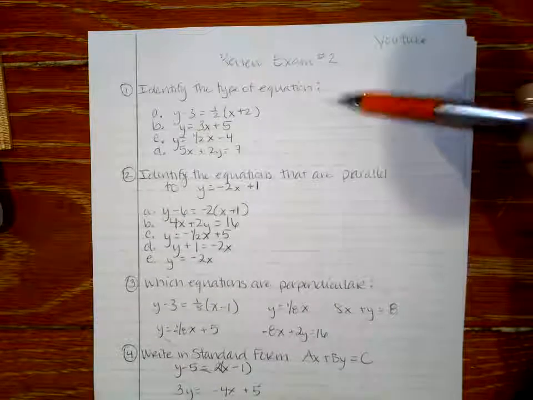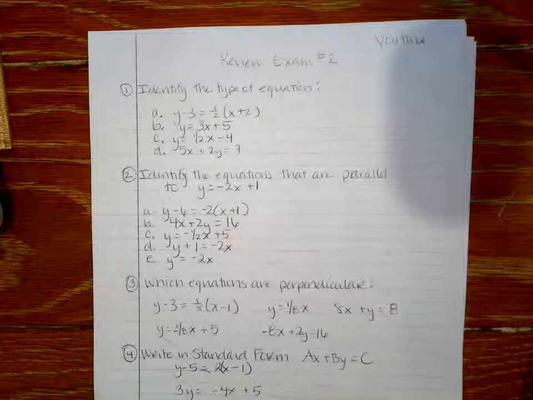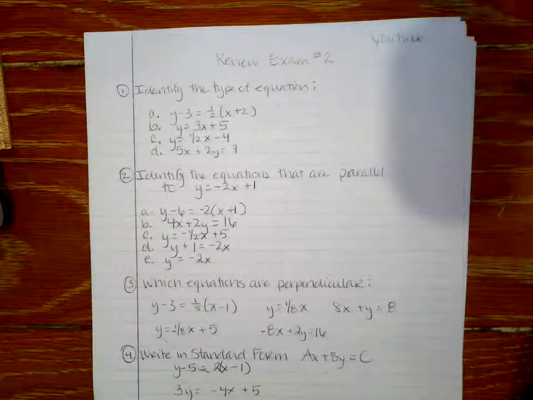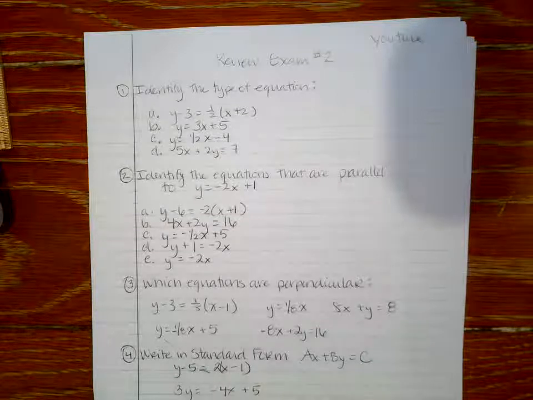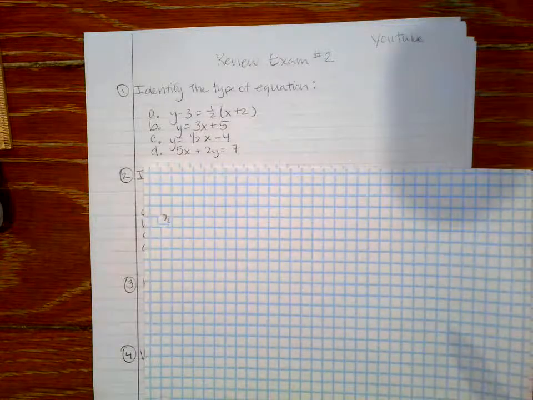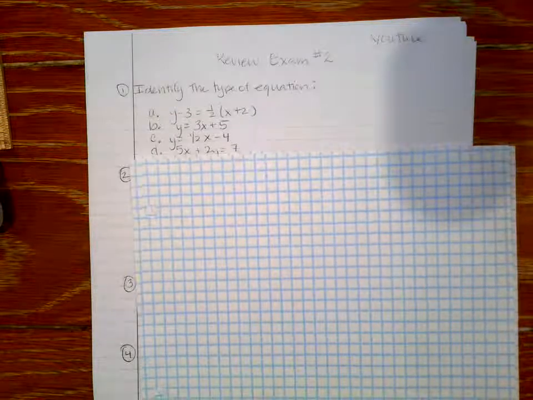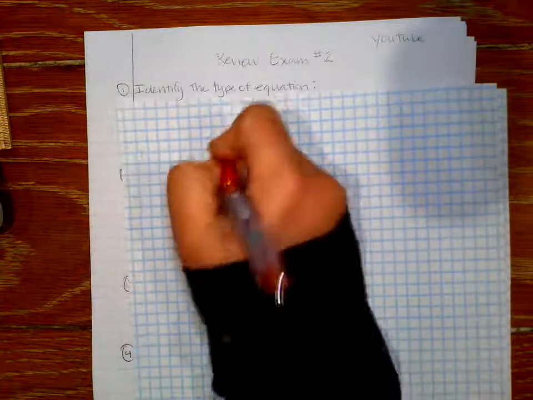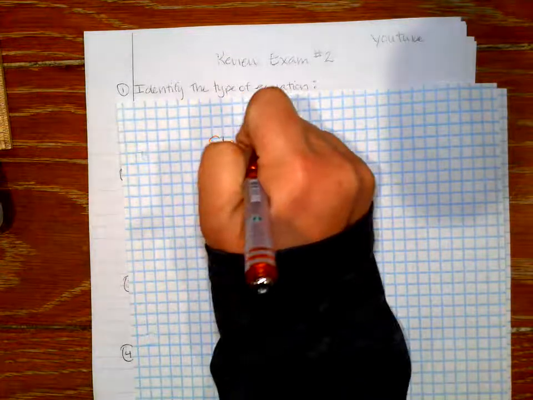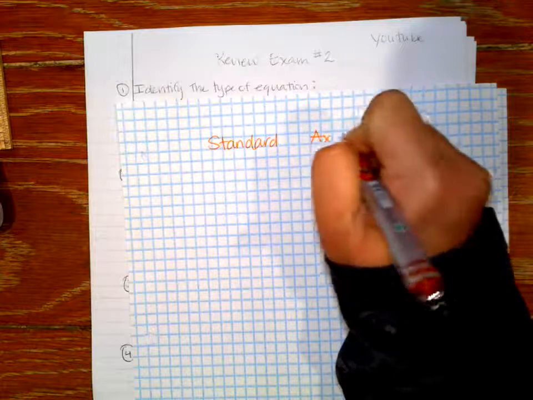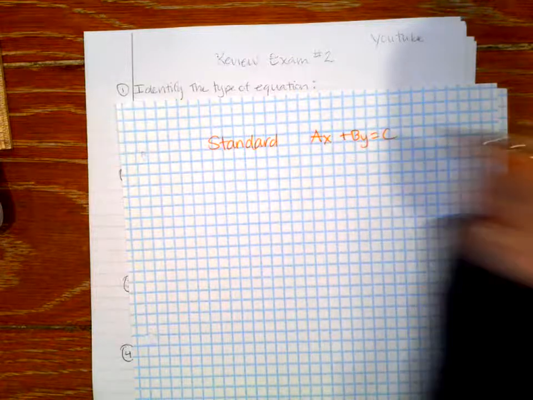There's a section on your test that is identifying the type of equations, and I think this is probably one of the easiest sections on the test, so you don't want to miss those. With this, let me go over the type of equations that you're going to be asked to identify. So the first one is standard, and that is ax plus by equals c.